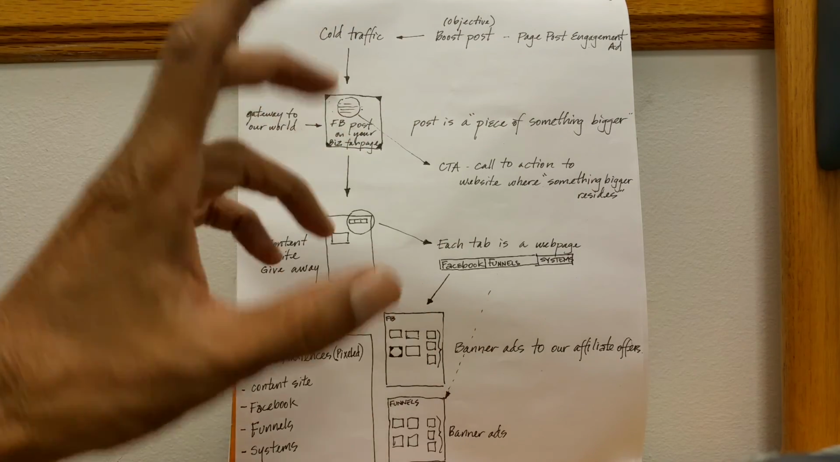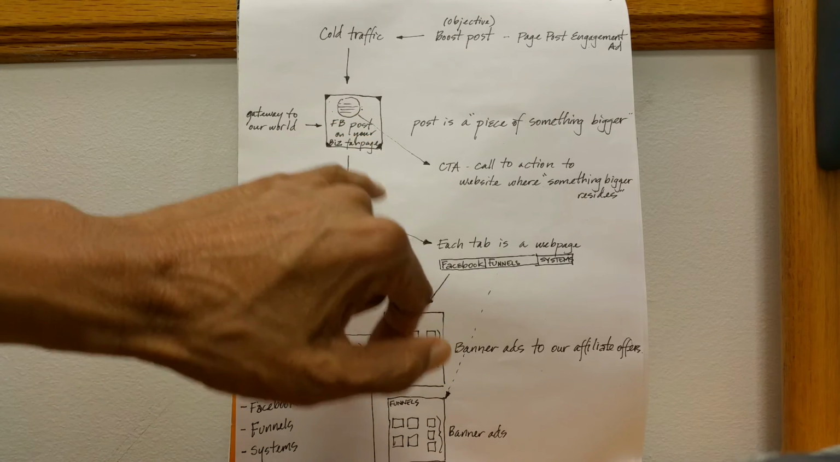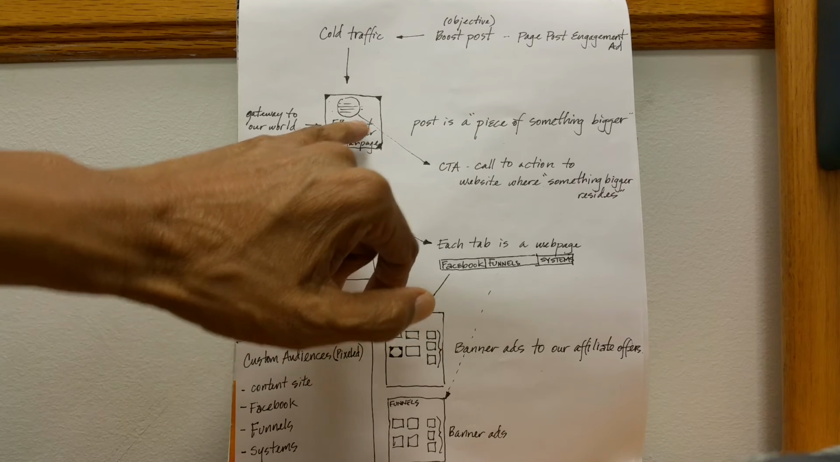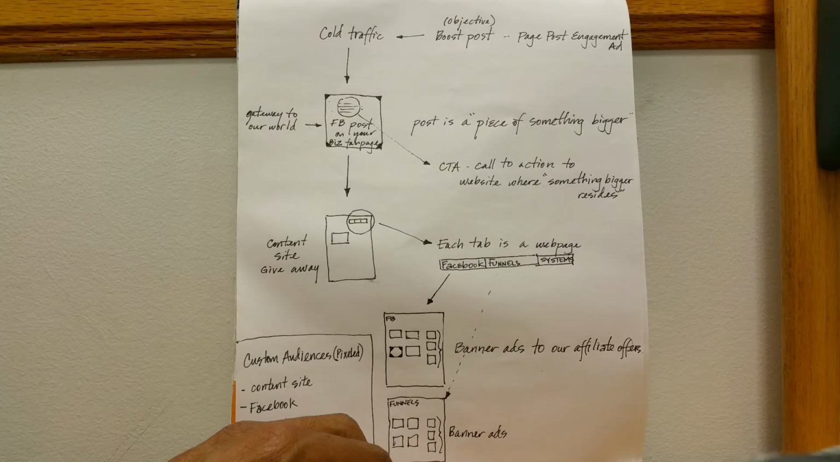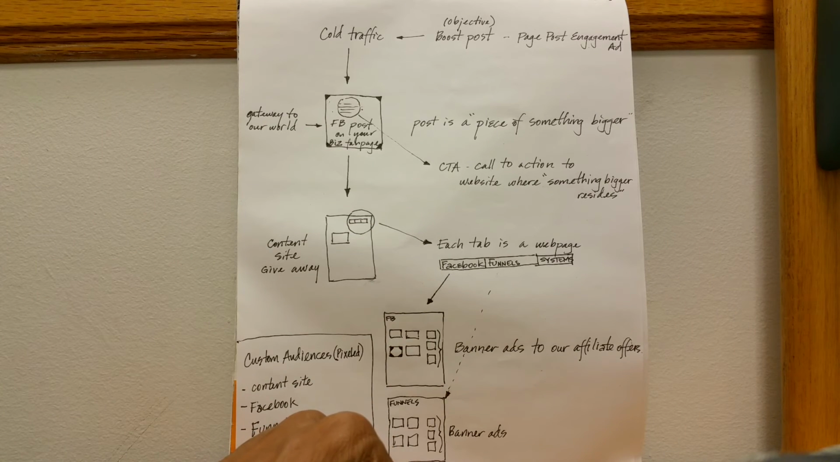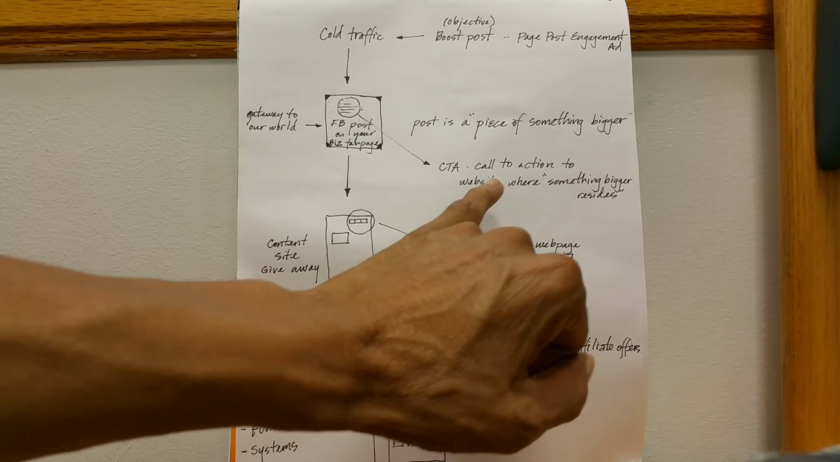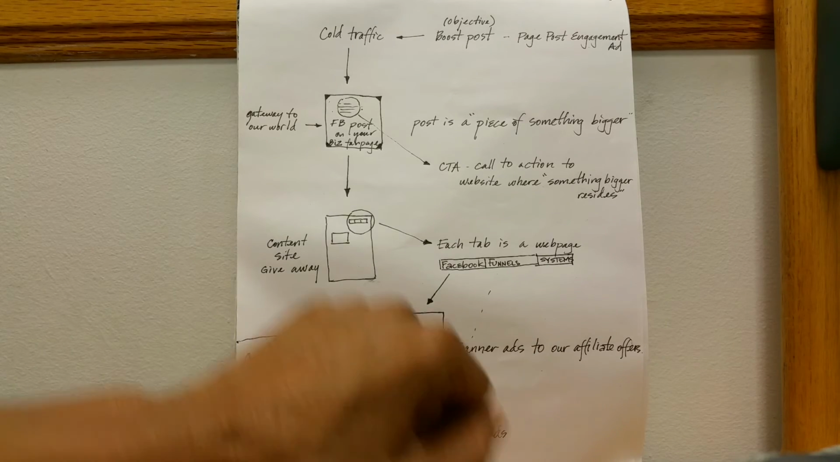And just keep that idea in mind, and I'll explain it as we move down the page here. The process, the strategy. So in the Facebook post, there's a part where we type in what the post is about, right? And in that post, we have a call to action, which directs them to go to this website where something bigger resides, right?